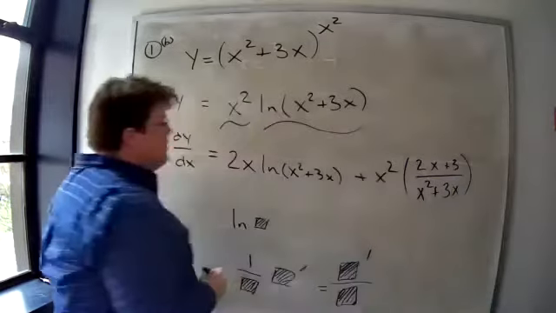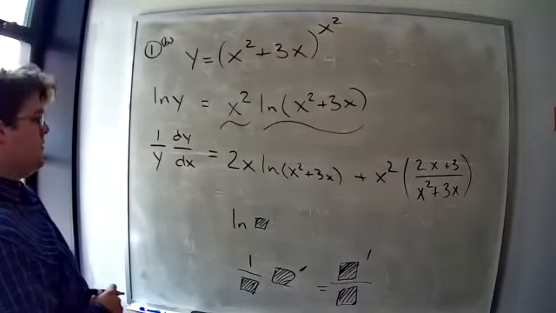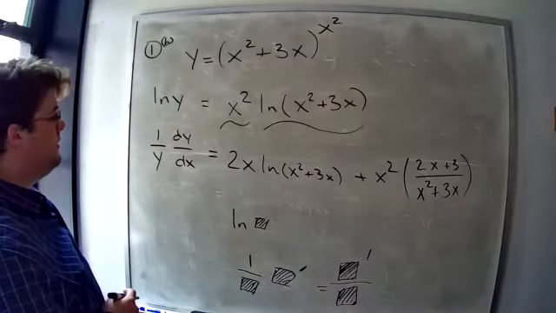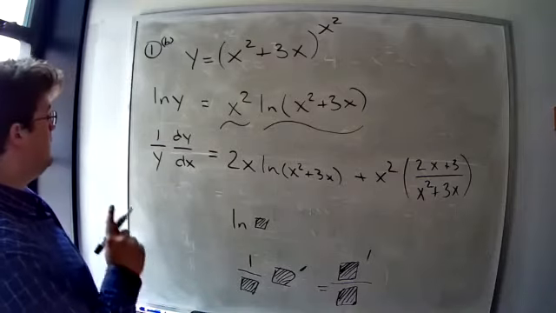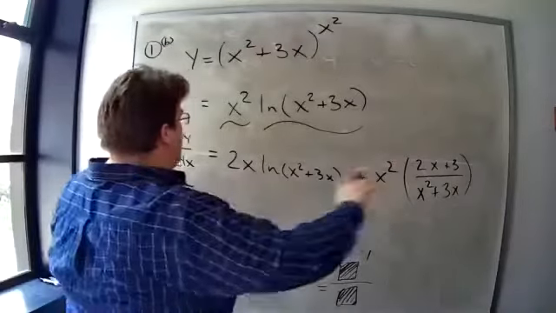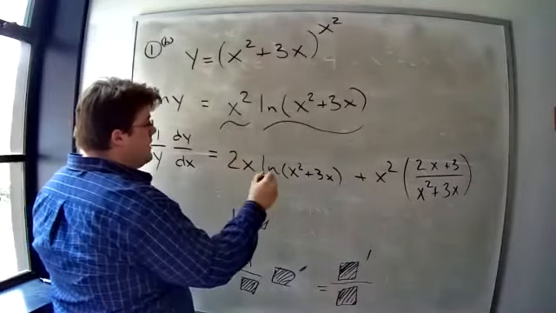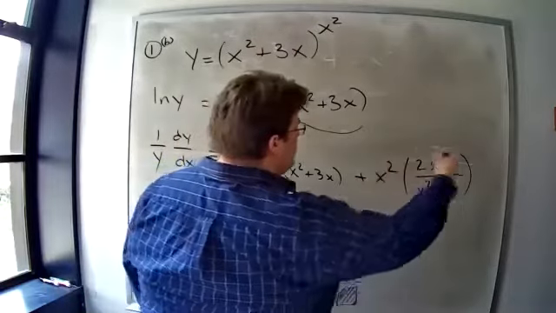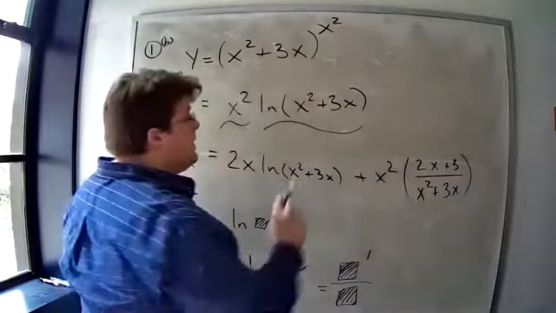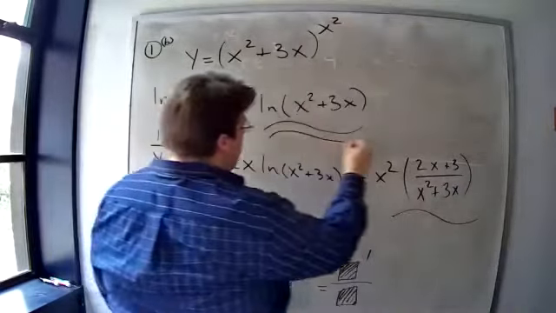Any questions about how we got that third line? Yeah, sorry, do you mind going over how you got the 2x plus 3 all over x squared plus 3x again? Yes. So right here we have a product rule. So we need the derivative of x squared, which gives us 2x, times the second, plus the first times the derivative of the second.